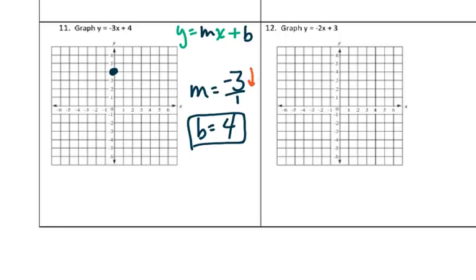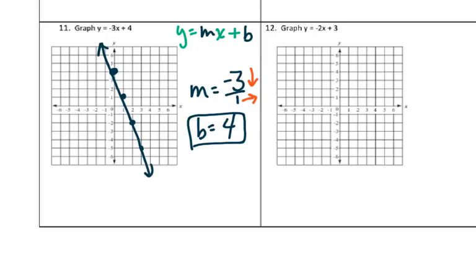-3 means we drop down 3. +1 means we go to the right. So from my beginning point, I drop 1, 2, 3 to the right 1. 1, 2, 3 over 1, and continue that way. I connect my dots using a nice straight line. That is the equation, -3x plus 4.